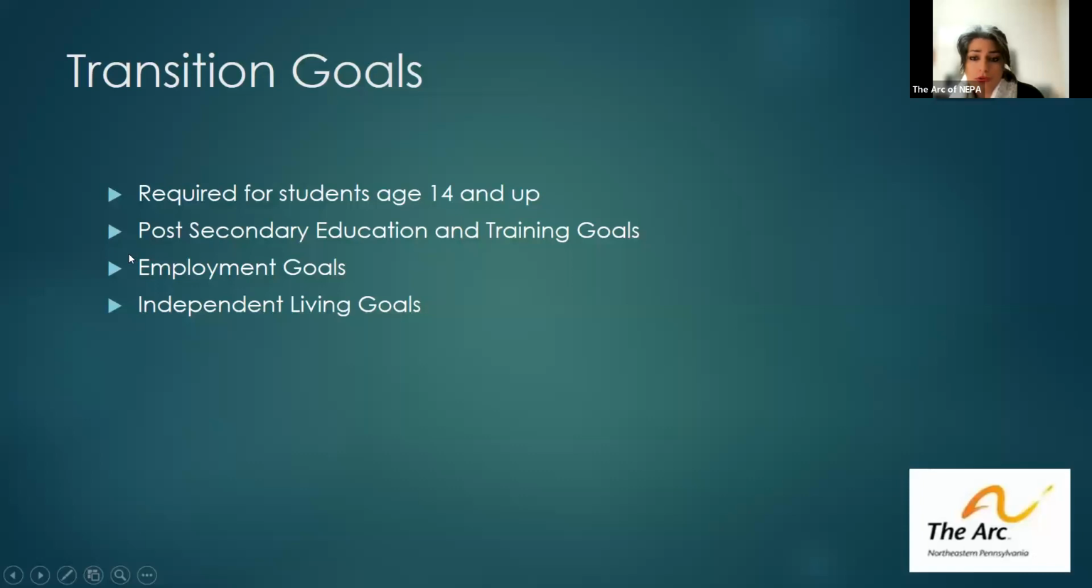Goals might also be set pertaining to transition goals. Transition, as we discussed, starts at age 14. You might be looking for goals pertaining to independent living. Independent living might include transportation. Does my child know how to take a bus to get to work? Post-secondary education and training goals: what kind of skills do they have pertaining to the job that they're looking to have? And what are the things that we need to build on? Employment goals, independent living goals. Those are all things that might be pertaining to transition goals.